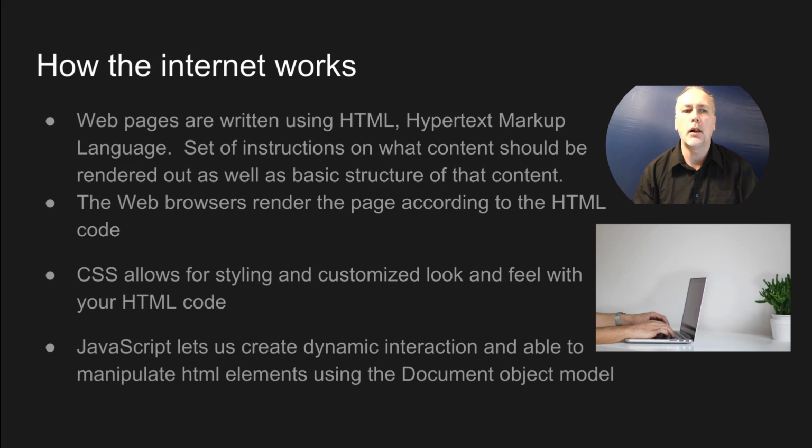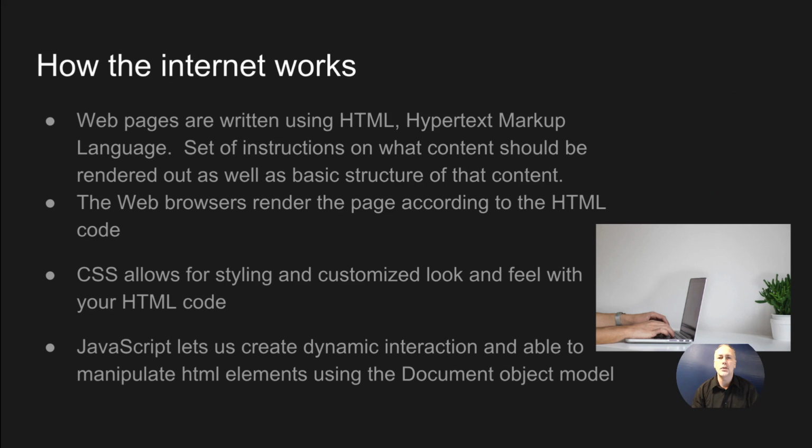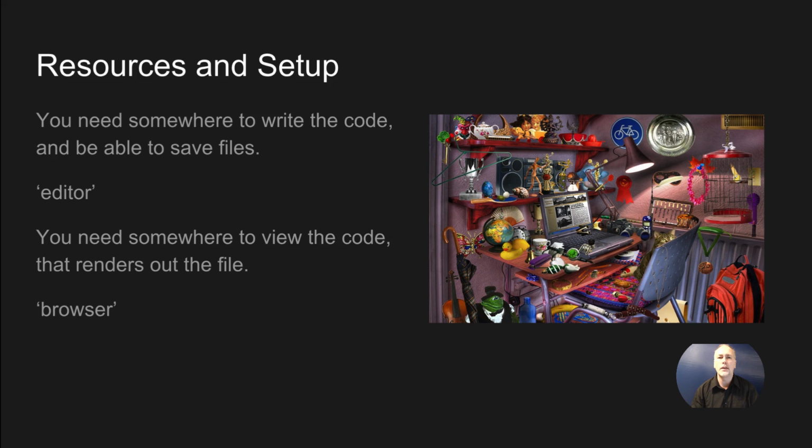Essentially, HTML, hypertext markup language, they're instructions for how the website should be rendered out. The browser comes along, renders out the web page accordingly. CSS allows us to apply some styling and adjust the look and feel of the website. And JavaScript gives us the ability to create dynamic and interactive content. We're also able to manipulate the document object model, the DOM, using JavaScript. And all of this is going to be coming up in the upcoming lessons.